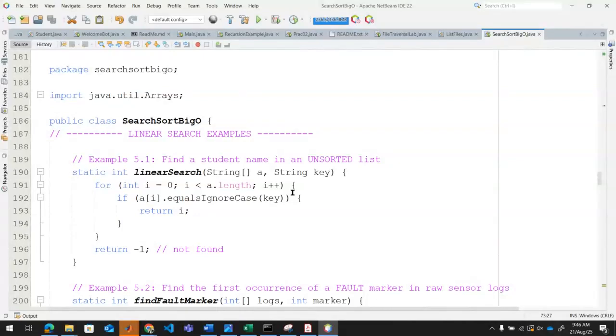The first example is to find the name of a student in an unsorted list. All right. Here is just the method that has been created for that, and this is a linear search example. So in the linear search example, we have the array of student names that will be passed in. So all we're trying to do here is to run our loop. Notice here is a single loop.